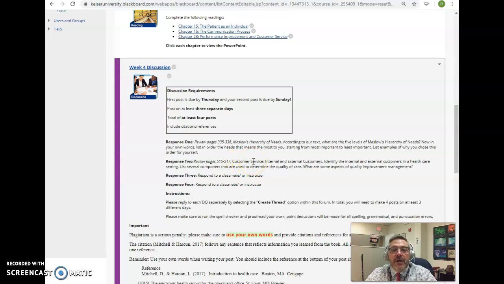The second response, review pages 515 to 517, where you'll see paragraphs that talk about customer service, the difference between internal customers and external customers. The discussion question wants you to identify the internal and external customers and what they are and how they differ. List several components that are used to determine the quality of care, and what are some of the aspects of quality improvement management.